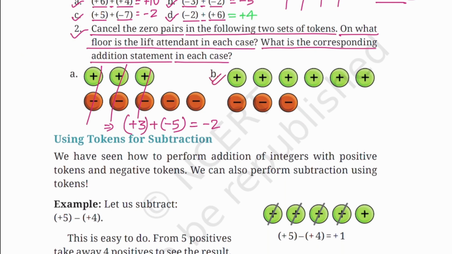Similarly, for B, these pairs will form 0 and 3 green tokens will remain. The equation will be +6 plus -3 is equal to +3.